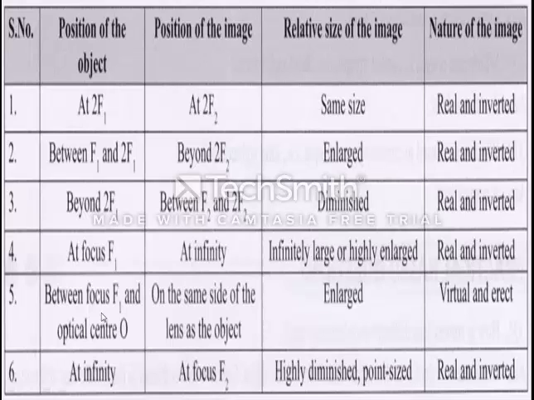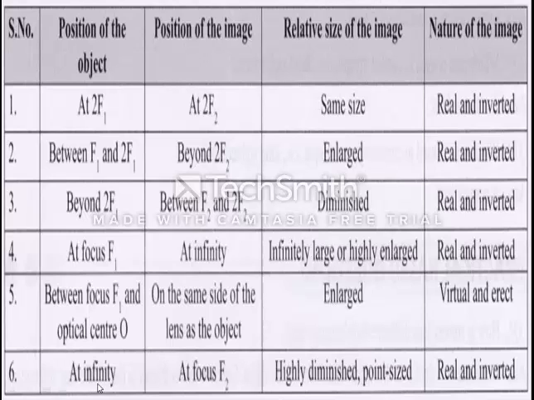This is only one case which we have seen in the concave mirror also. Whenever the object was placed between pole and focus in the case of concave mirror, you have seen that the image was virtual and erect. Same thing here in the case of lens: whenever the object is placed between f1 and optical center, the image formed is virtual and erect, and it is magnified.